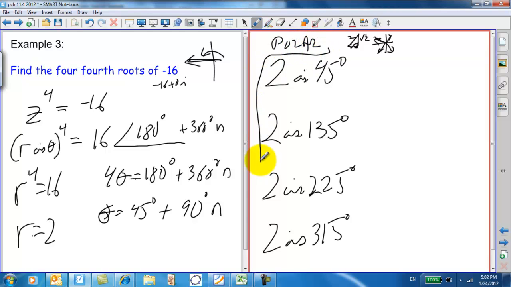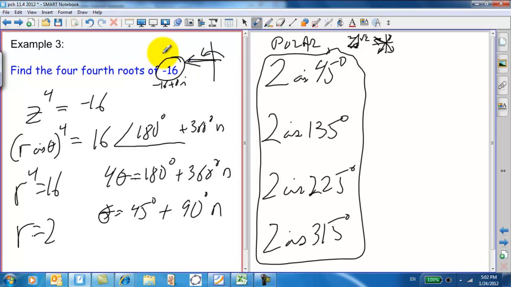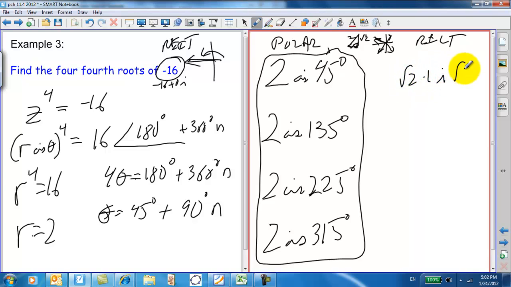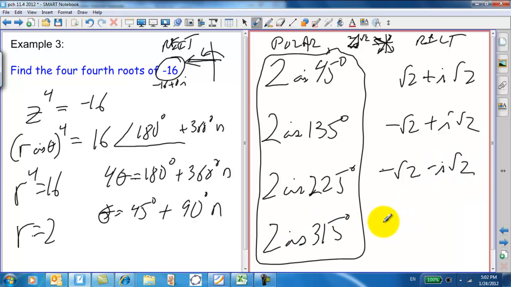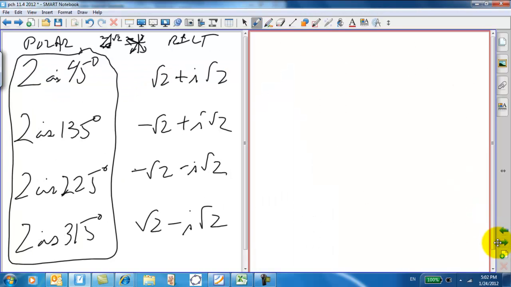We could stop there unless I specifically say. Usually you want to give the answer in the form the original question was, and this was rectangular, so you should answer in rectangular. That's the assumption you can make unless I specifically say otherwise. So in rectangular, this is square root of 2 plus i square root of 2. This is our second quadrant one, so it's negative square root of 2 plus i square root of 2. Here in the third quadrant, negative square root of 2 minus i square root of 2. And finally, the fourth quadrant, square root of 2 minus i square root of 2 for your 4 fourth roots.